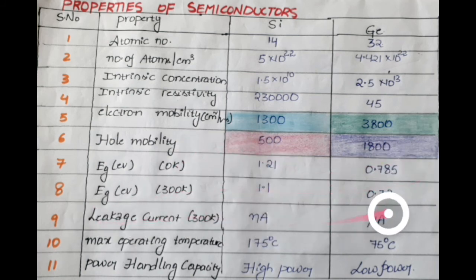Leakage current. Leakage current is nothing but the minority carrier current. At 300 Kelvin, silicon minority leakage current is expressed in terms of nanoamperes, whereas in germanium it is expressed in terms of microamperes. Maximum operating temperature is known as the highest temperature at which the semiconductor operates. It is 175 degrees for silicon and 75 degrees for germanium. And the power handling capacity of silicon is high power and germanium is low power.